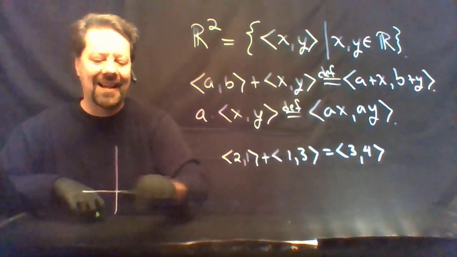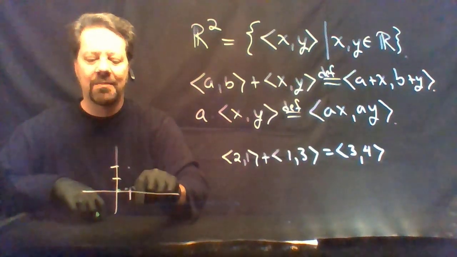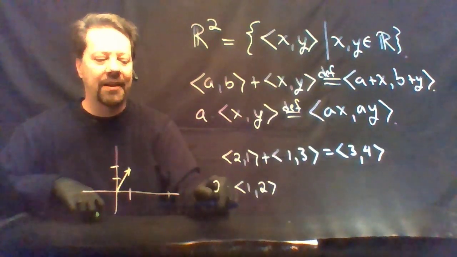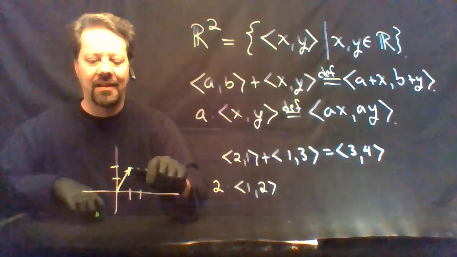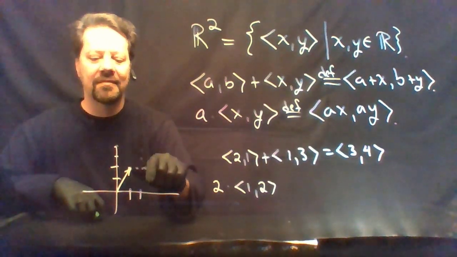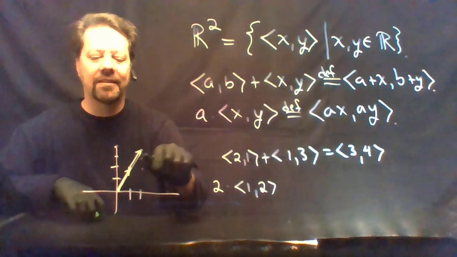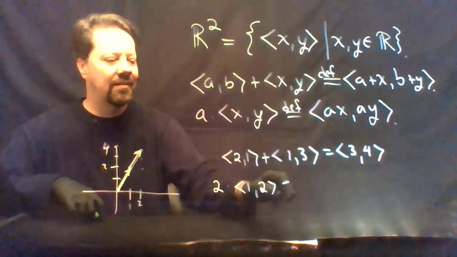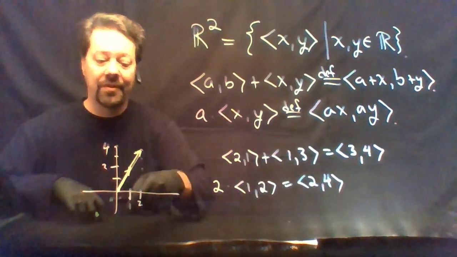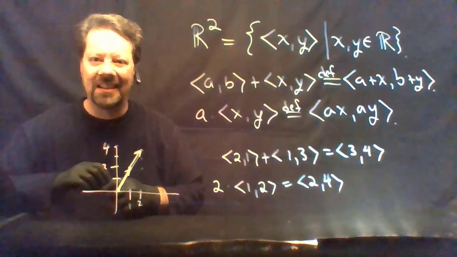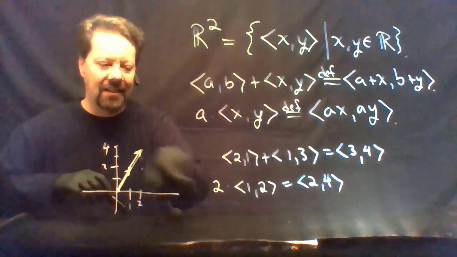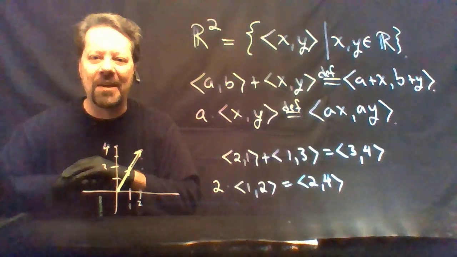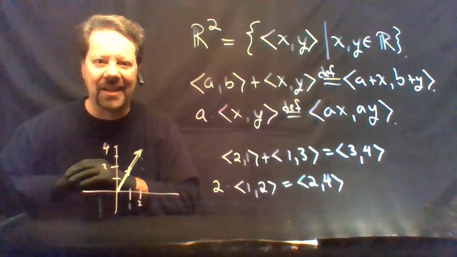What about the notion of scalar multiplication? Suppose we have the vector <1, 2>, and we multiply that by 2. I should go over 1 up 2 again. That should give me the vector <2, 4>, both geometrically and algebraically. So these two notions of scalar multiplication and vector addition are consistent with those old geometric notions. Let's look at vector subtraction.